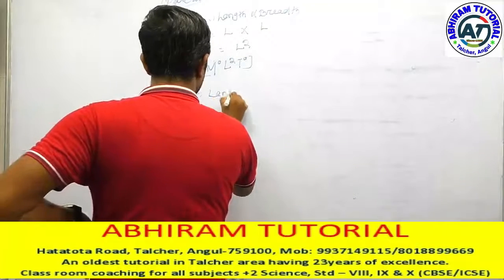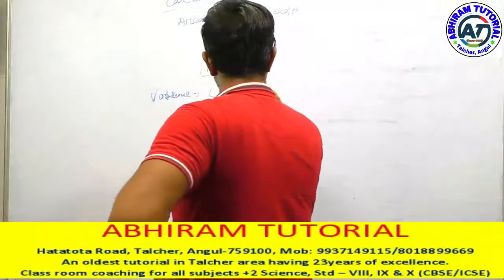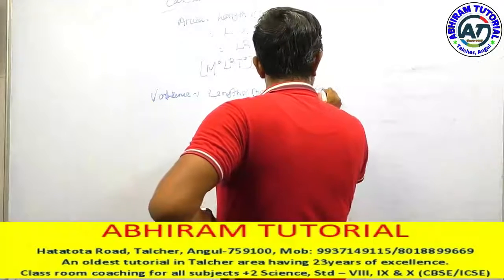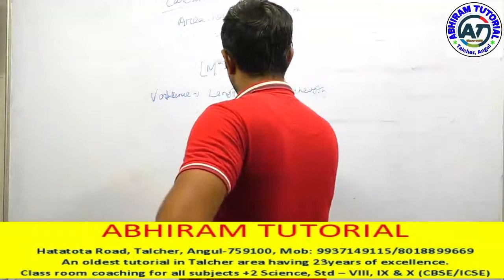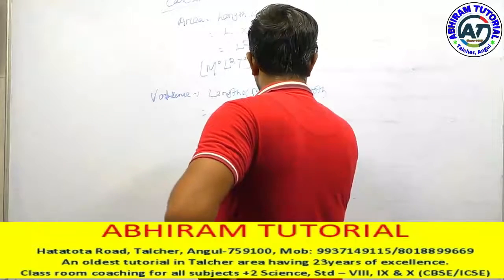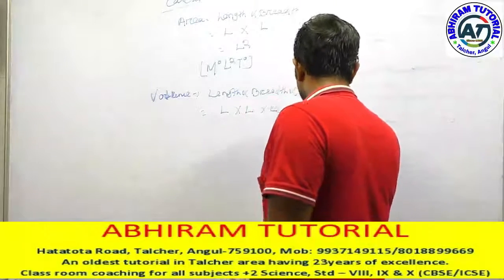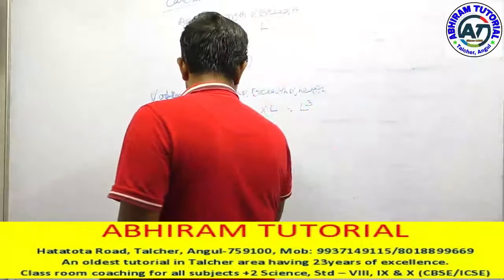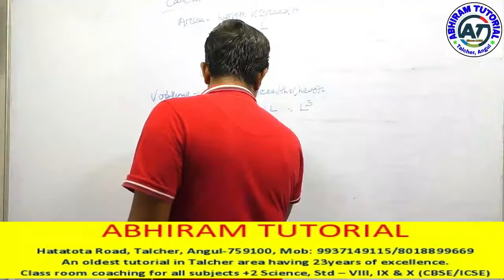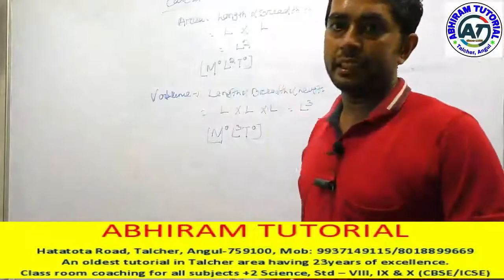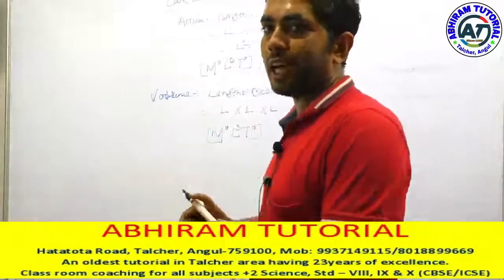Like that we calculate volume. Volume is length into breadth into height. Length can be written as L, breadth as L, height as L. So what is the dimension? L cubed. So M to the power 0, L cubed, T to the power 0. These are easy.